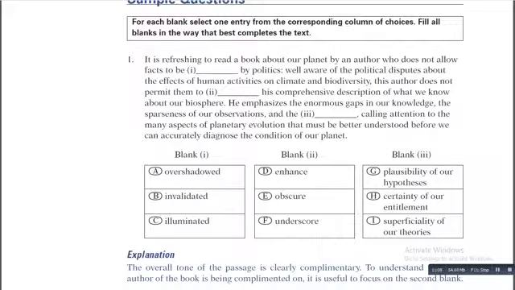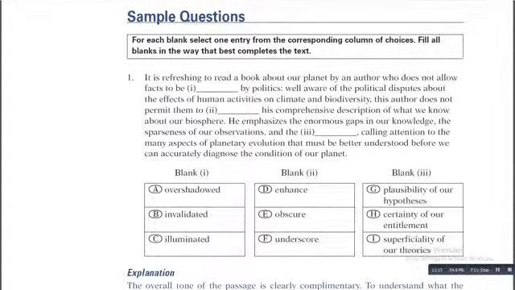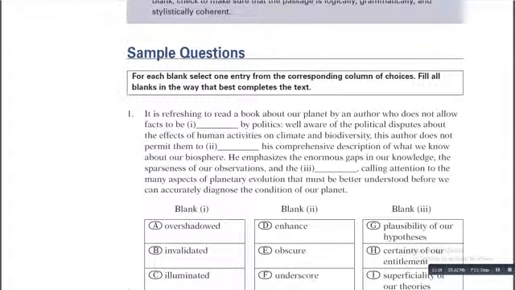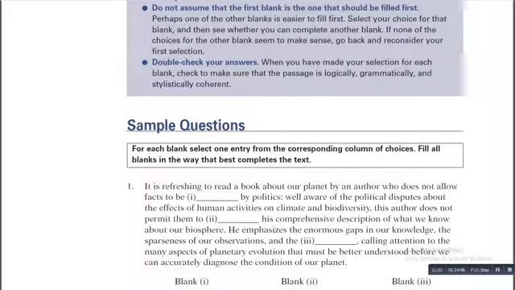Now, forget about the options, don't even look at them. Just look at the question alone. Read through it and try to fill this gap by yourself. Look for words that you feel will work here. Now, it is refreshing to read a book about our planet by an author who does not allow facts to be dashed by politics. Well aware of the political dispute among the effect of human activities on climate and biodiversity.